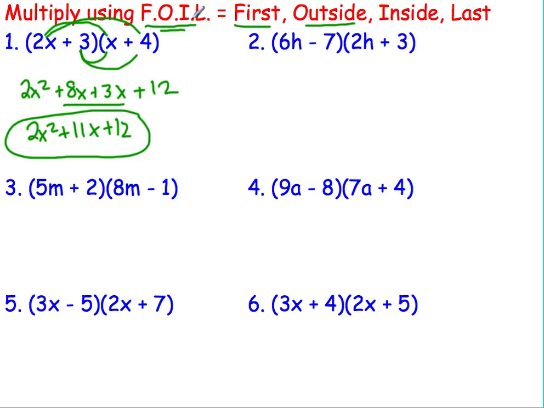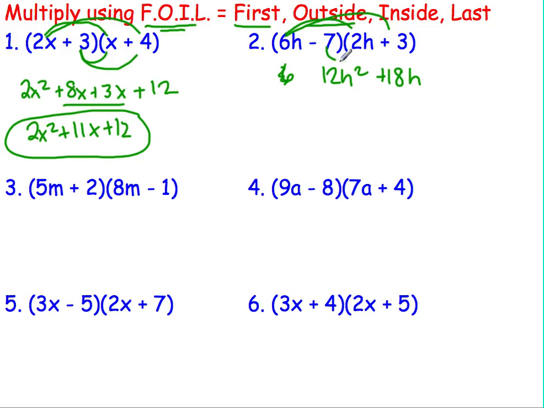So we went through, we multiplied the first terms, the outside terms, inside terms, and the last terms. And we just have to combine if there's any common terms in between. We'll do the same thing here. Multiply the first terms and the outside terms. That'd be 6h times 2h is 12h squared. 6h times positive 3 is plus 18h.